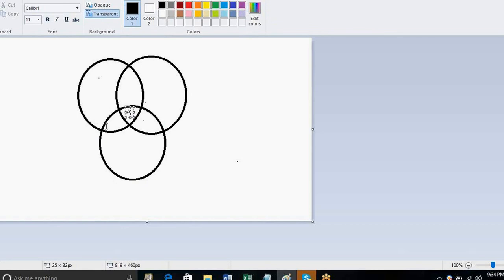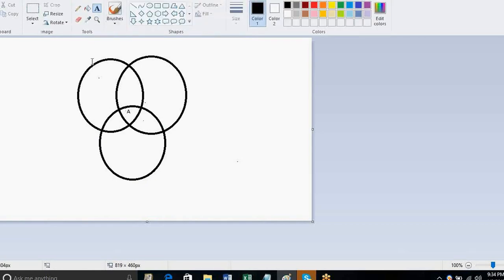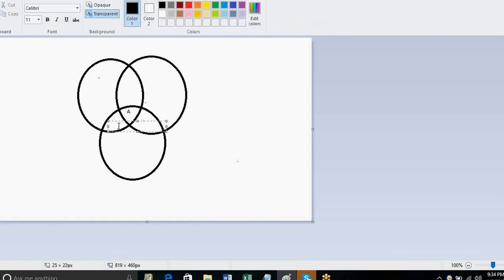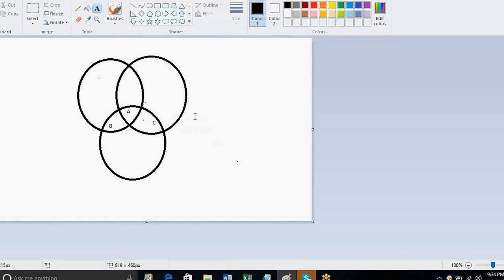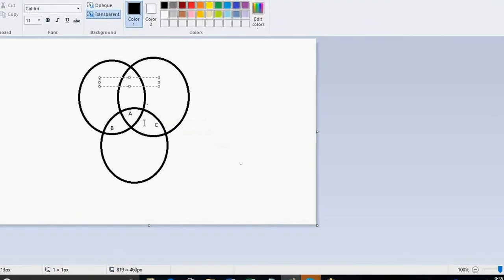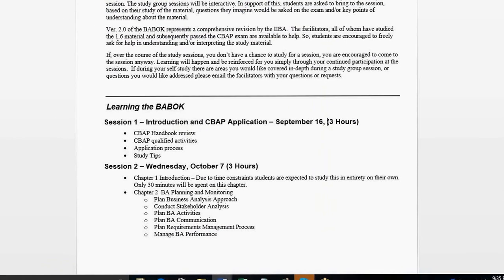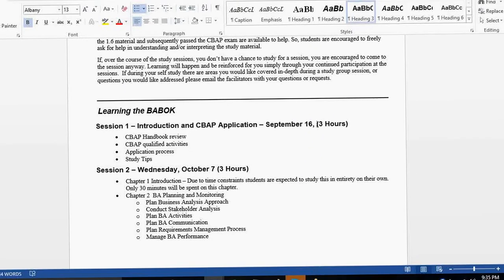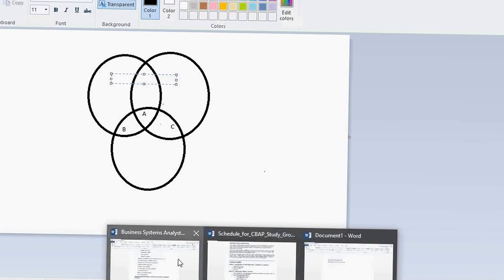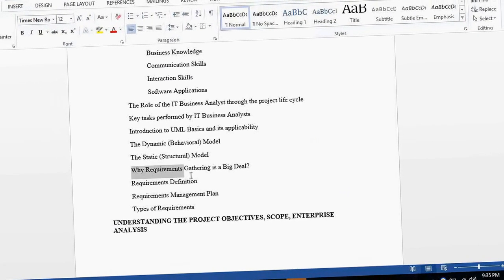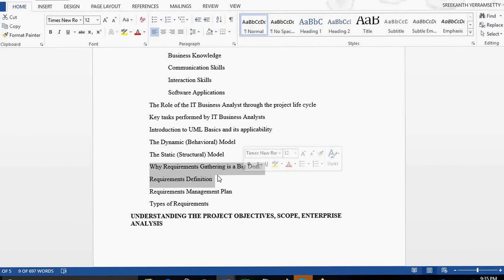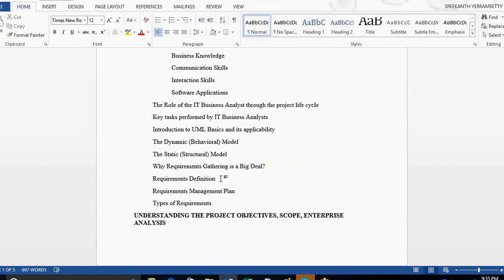So this would be A. I would call this B. I would call this C. These are the 3 things that we are trying to really satisfy here, for this particular topic, why requirements gathering is a big deal and requirements definition. So the key thing with requirements is that requirements is a means to an end, which means it is the only means to an end of a project or a program.